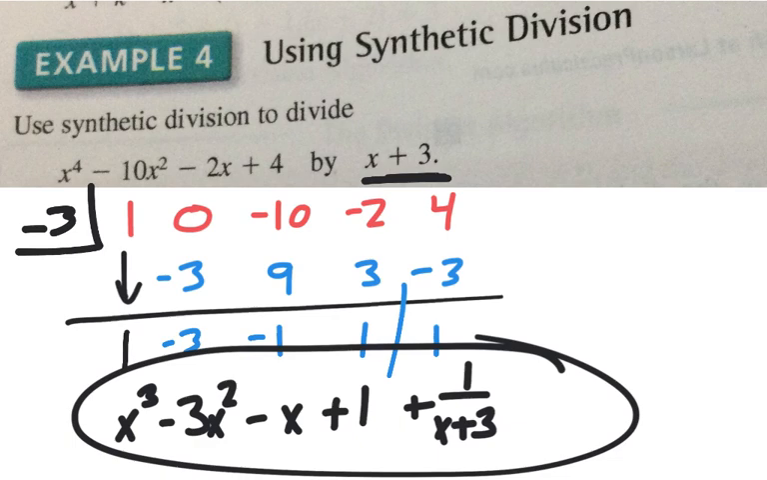Say again? That is just the coefficients of my original. So x to the fourth had a 1. There is no x to the third. So that's 0. X to the second is negative 10. X to the first is negative 2. Constant. It just has a 1.